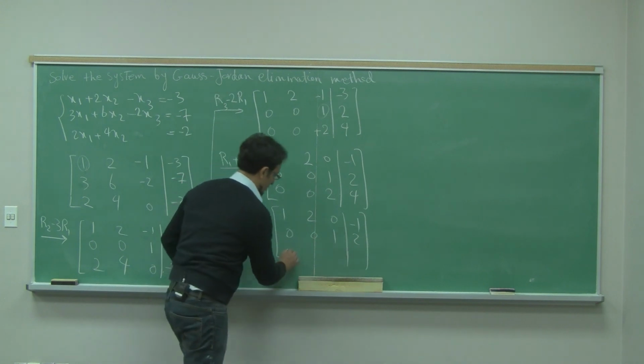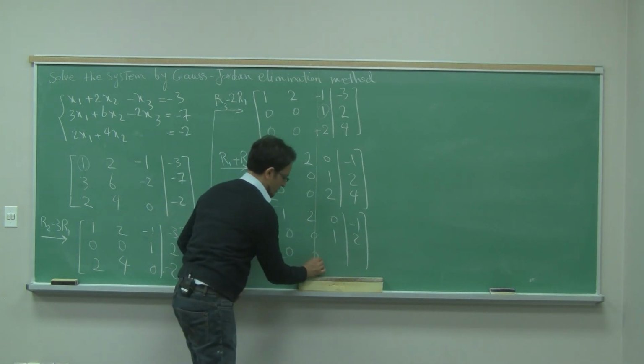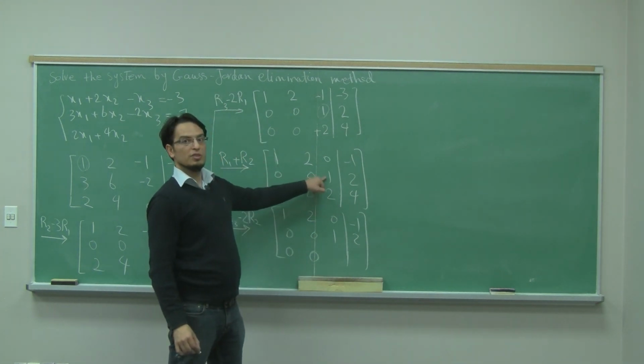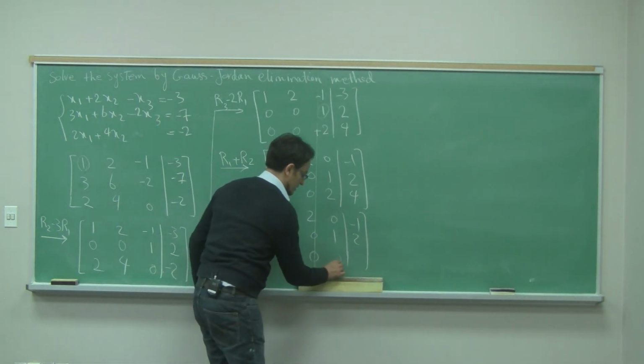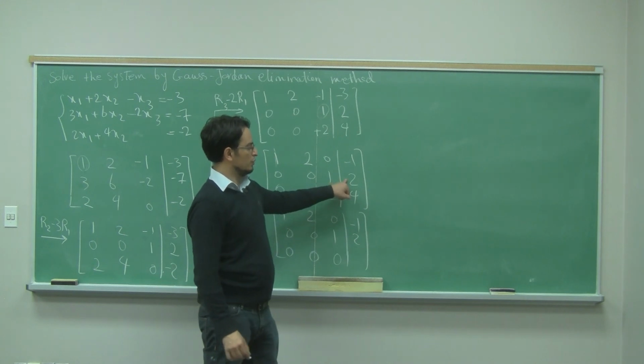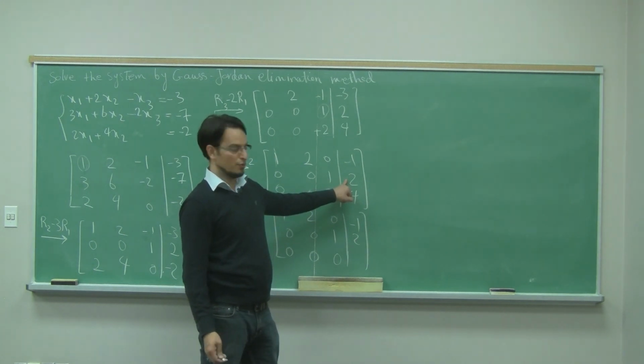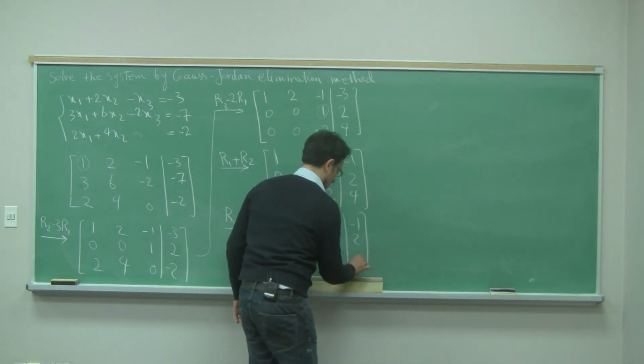This is 0 plus 0 is 0. 0 plus 0 is 0. Negative 2 times 1 is negative 2 plus 2, which is 0. And negative 2 times 2 is negative 4, added to 4 is 0.